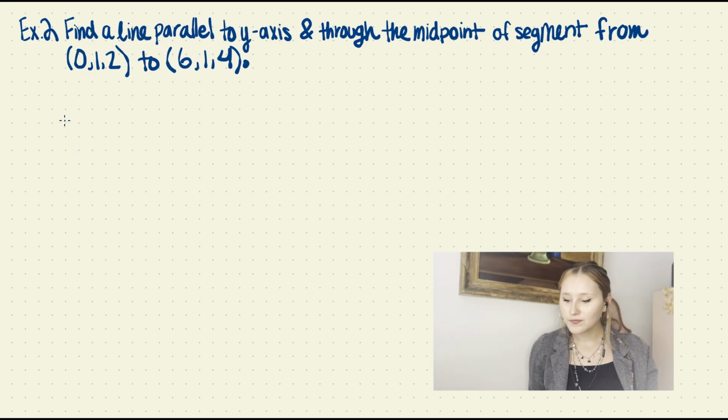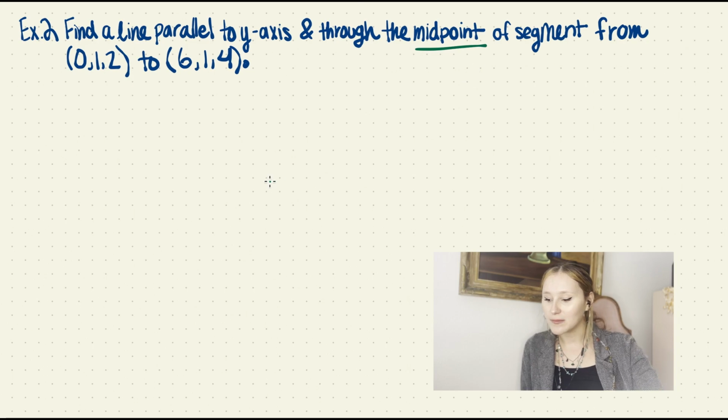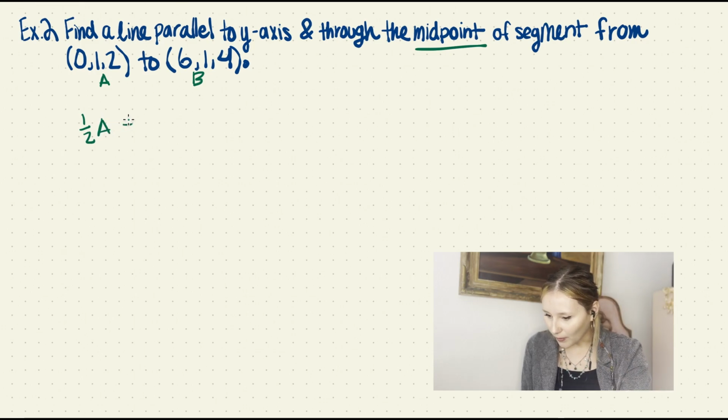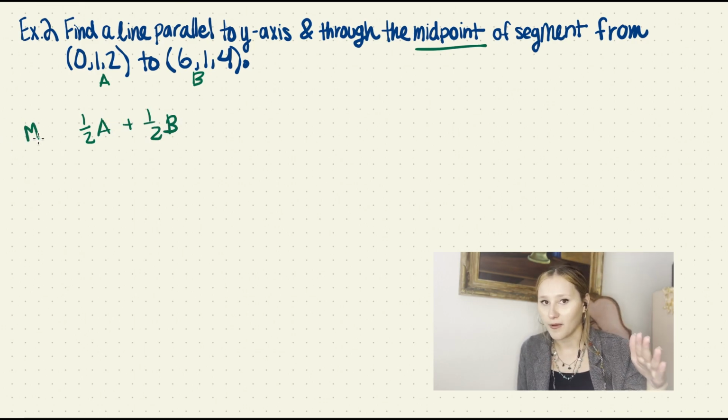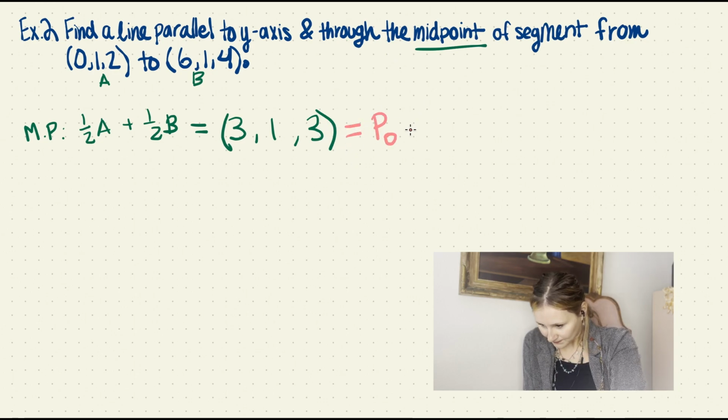Okay, example 2. Find a line parallel to the y-axis and through the midpoint of the segment from 0, 1, 2 to 6, 1, 4. And as we did last time, let's just define these points as A and B. So let's find the midpoint. We know that that's going to be the initial point for the vector form. So let us take the midpoint. So half times A plus half times B, we get 3, 1, 3. Boom, we got half of the equation done.